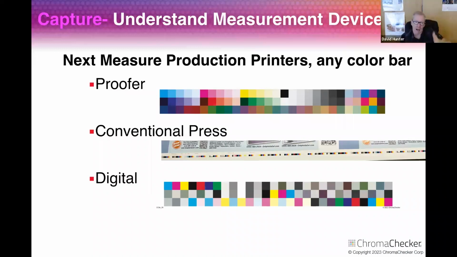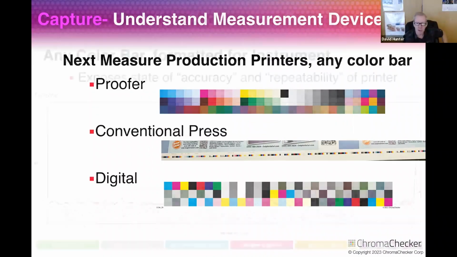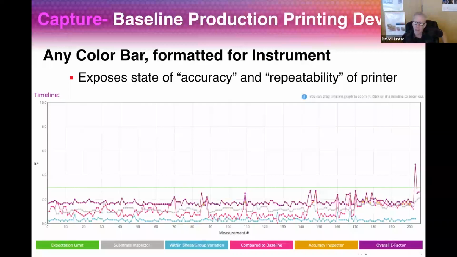So you can use any color bar you want, but here's an assortment of color bars for certain printers that we like to use. And then once you measure this color bar, this is real life data from a customer of ours. This is the information of how this printer printed over time. That green line you see there is the expectation for a color match that this customer is requiring, and you can see it's a 3.